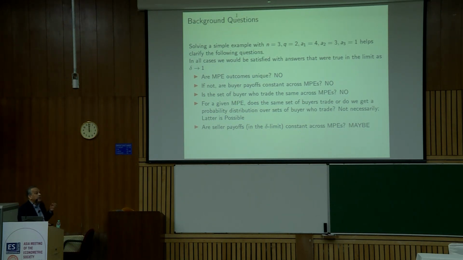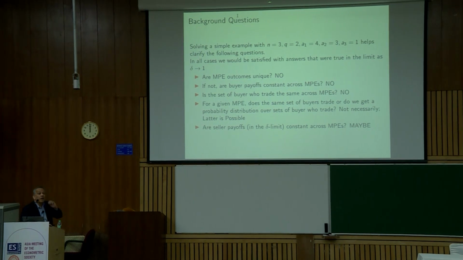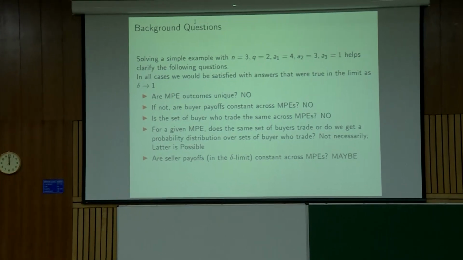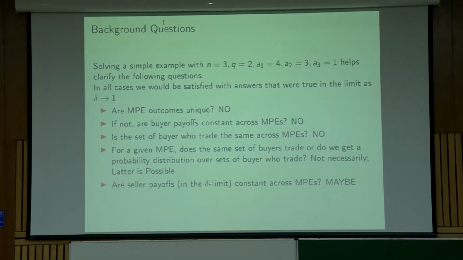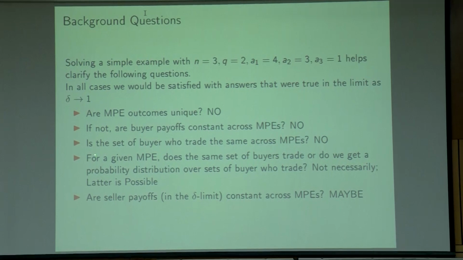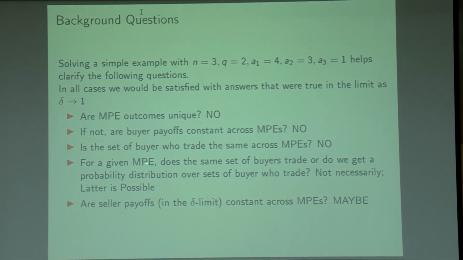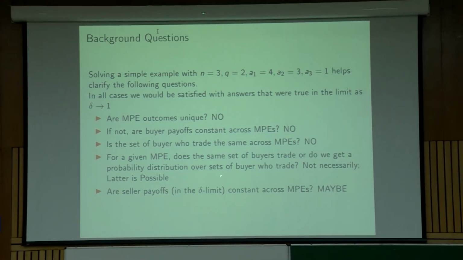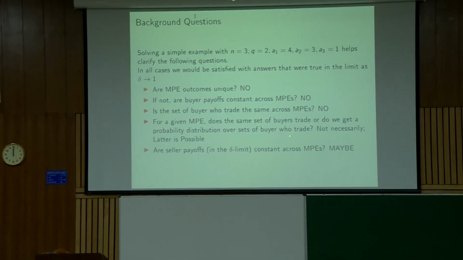So if you looked at the n equals 2 case with q equals 1, it is the case that both buyers trade with positive probability, but in the limit, it's only one buyer who's trading with limit probability 1. So you could easily conjecture that the set of buyers who trade is the same across MPs. That's not the case.